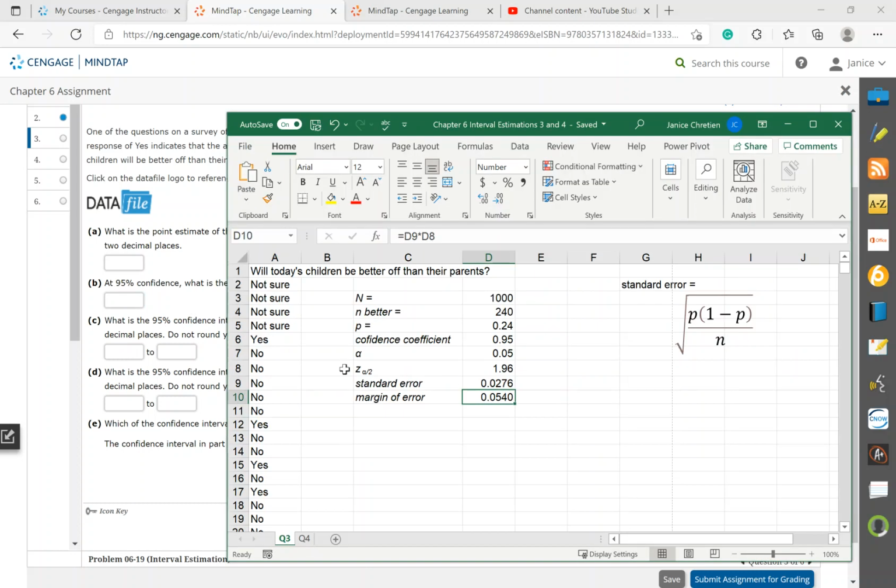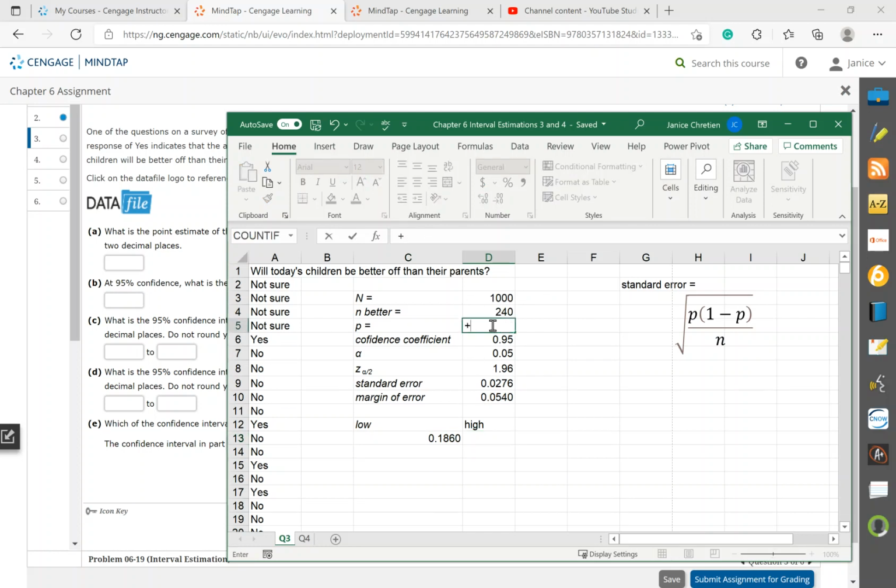So we know that the margin of error is 0.0540. So to get our interval, it means that we're going to have a low end and a high end. And those are simply going to be of the p. So the low end is going to equal my p minus my margin. And my high end is going to be my p plus my margin.